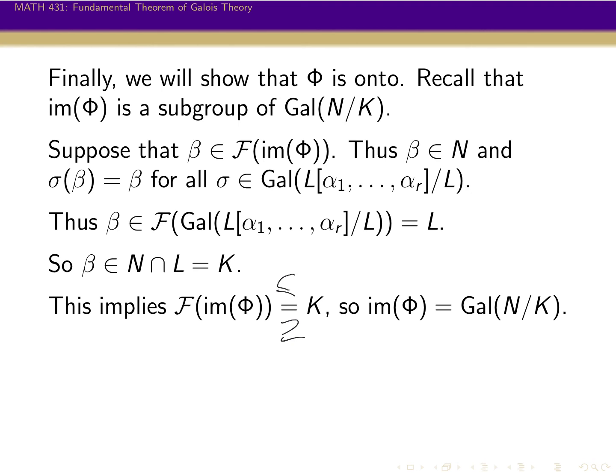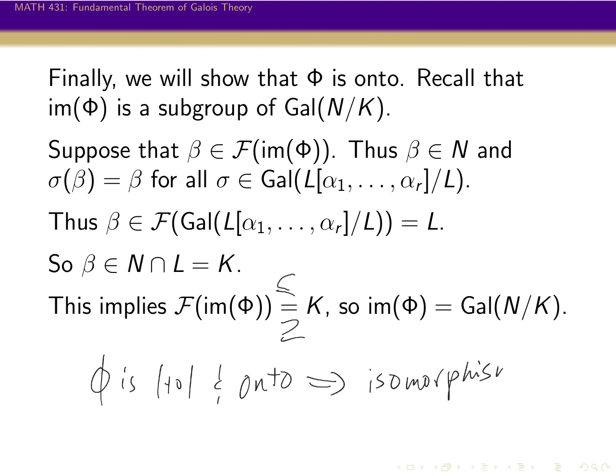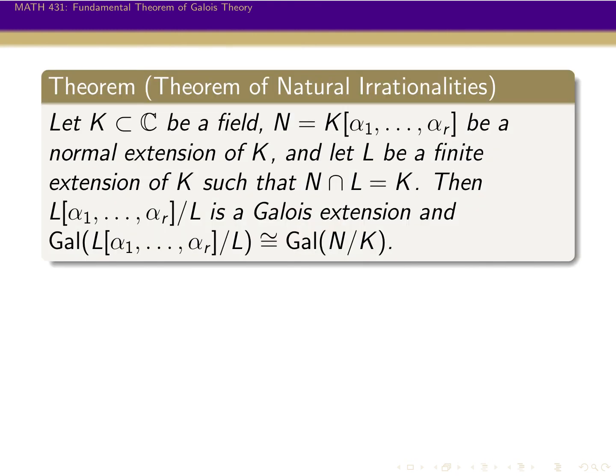So phi is onto. And so now we know that phi is 1 to 1 and onto. And so that means that it is an isomorphism. And that tells us that our two groups here are isomorphic. Okay, so here is the statement of the theorem of natural irrationalities again.